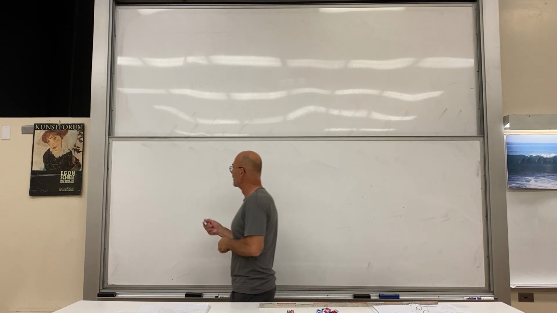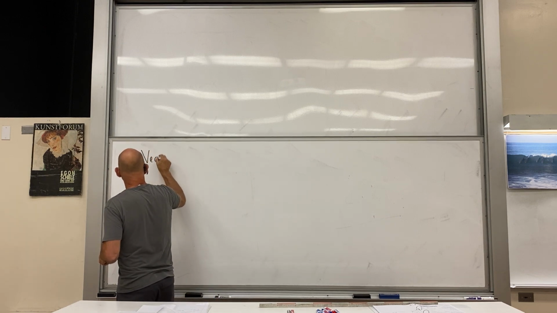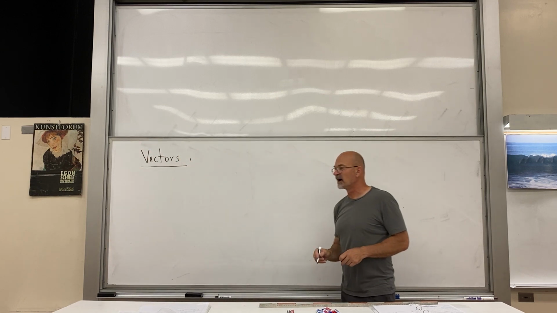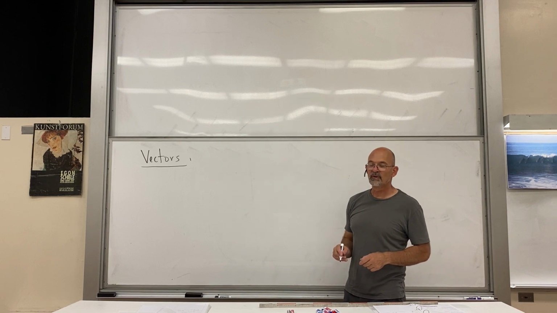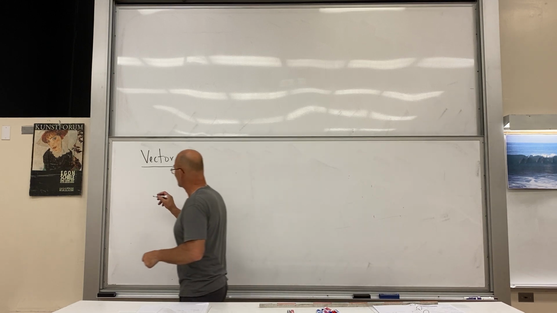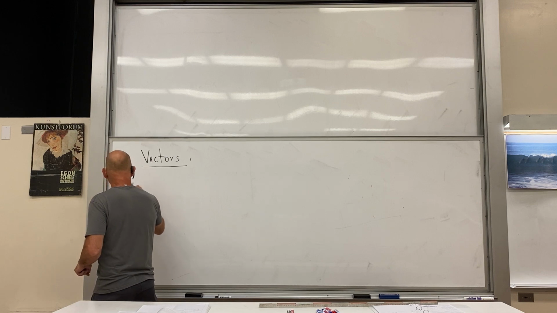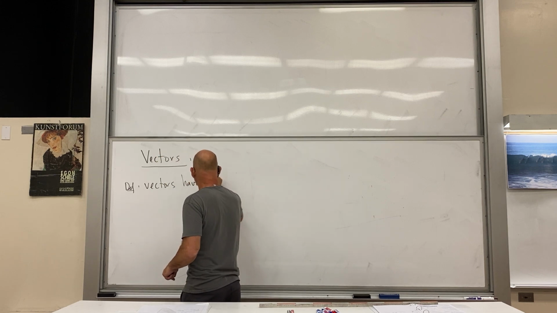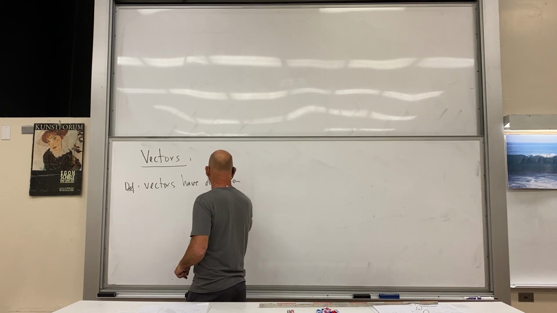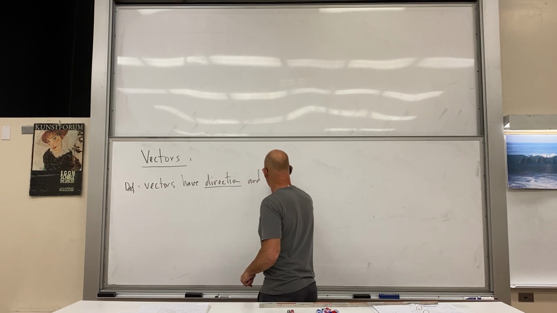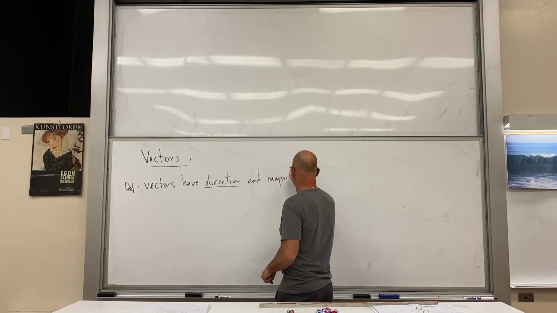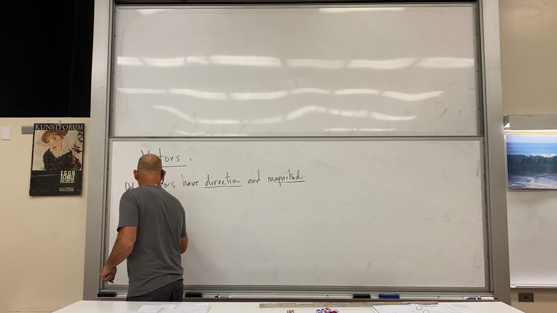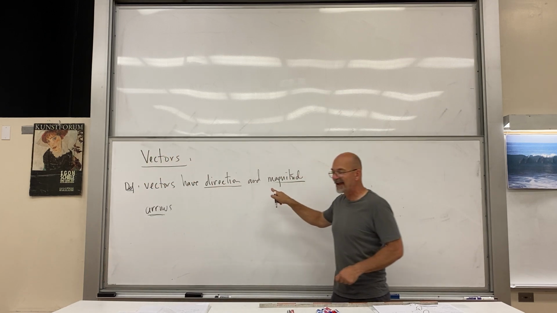Let's see here. Vectors. So what is a vector? A vector is a mathematical quantity with a direction and a magnitude. So the definition is that vectors indicate a direction and a magnitude. And you can think of arrows. Arrows point somewhere and they can have a length.